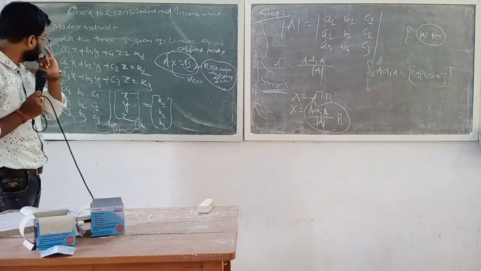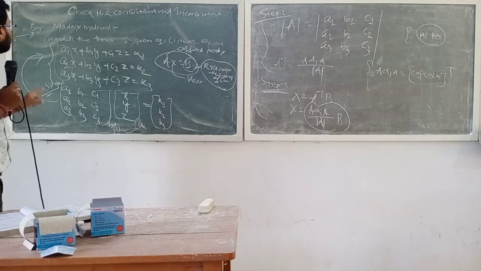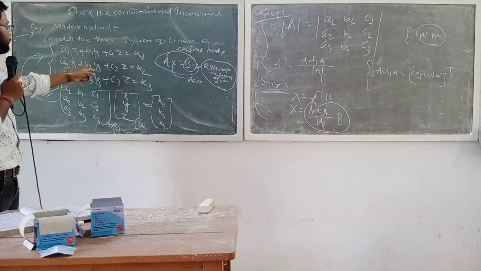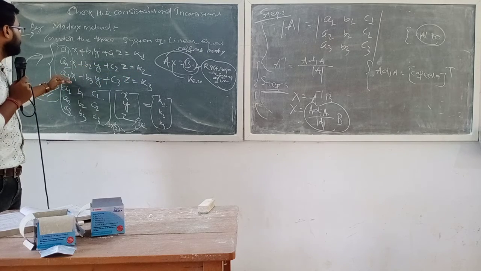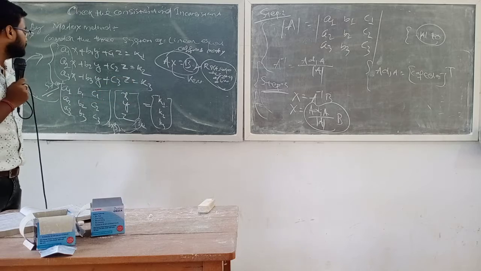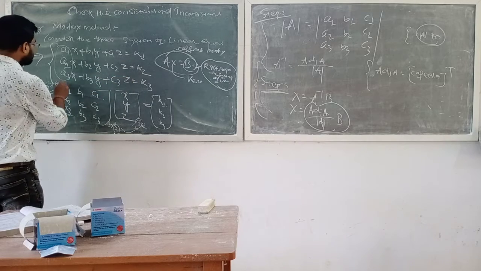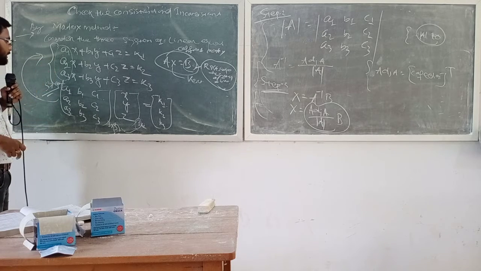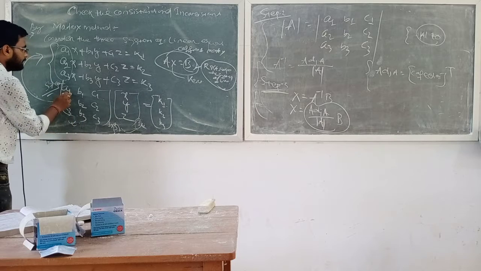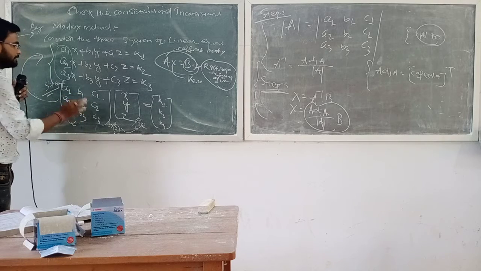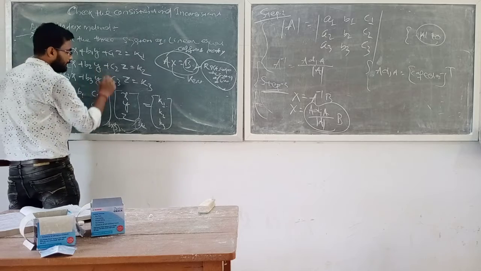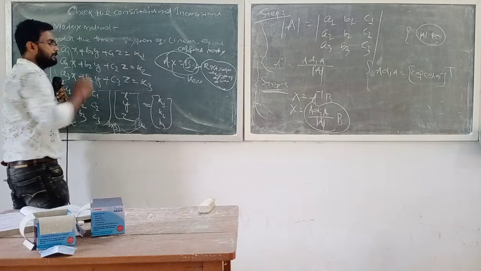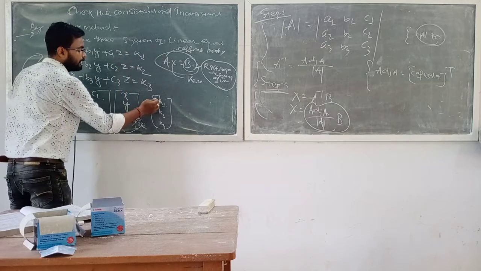First, the system of linear equations will be given: a1x plus b1y plus c1z equal to k1, another is a2x plus b2y plus c2z equal to k2, and a3x plus b3y plus c3z equal to k3. Then we write the coefficient matrix of the coefficient values of x, y, z: a1 b1 c1, a2 b2 c2, a3 b3 c3. Then the variables x, y, z can be written column wise, and the right hand side values also column wise, k1 k2 k3.